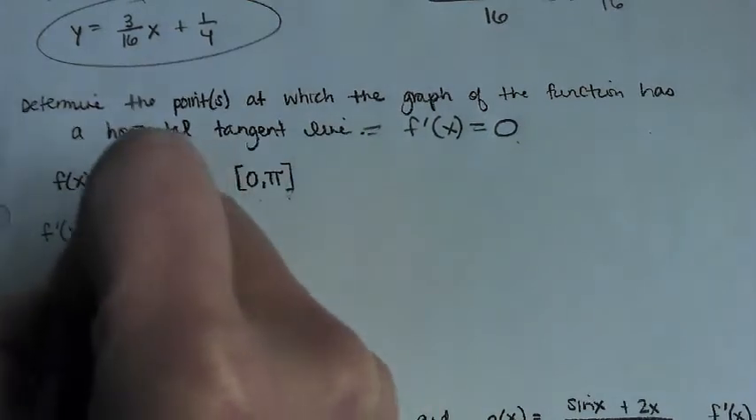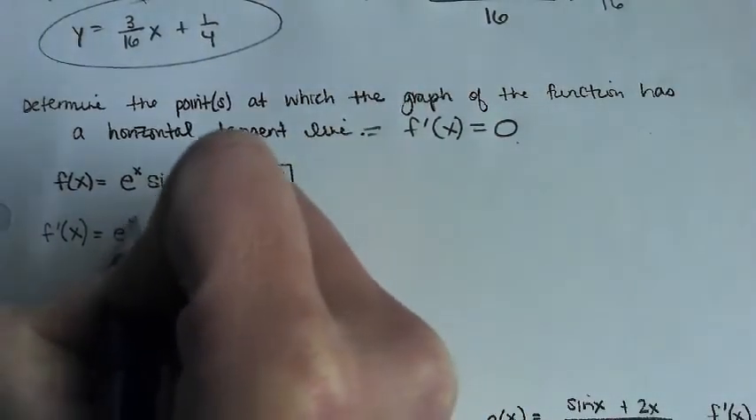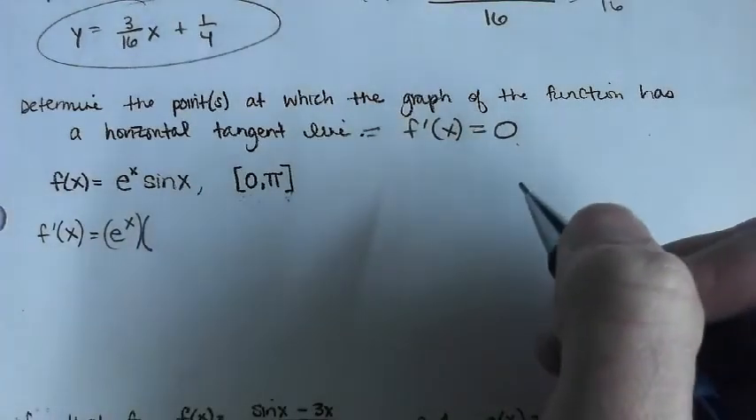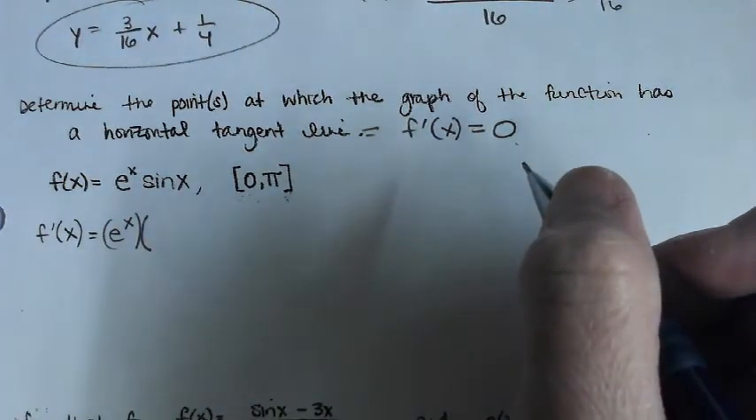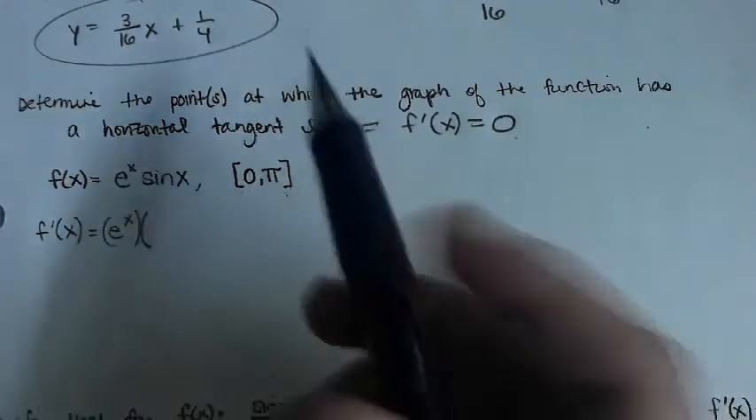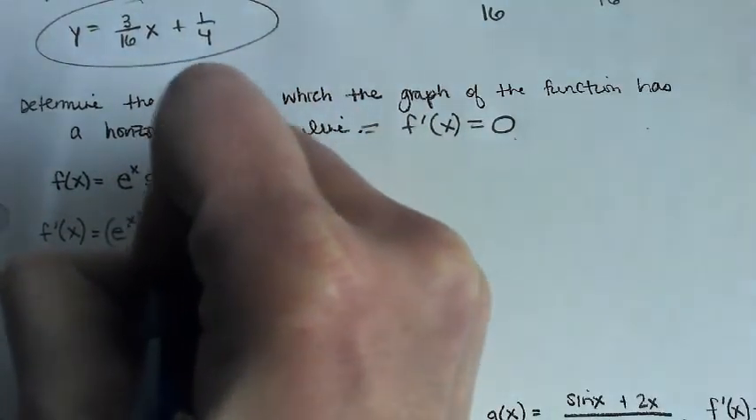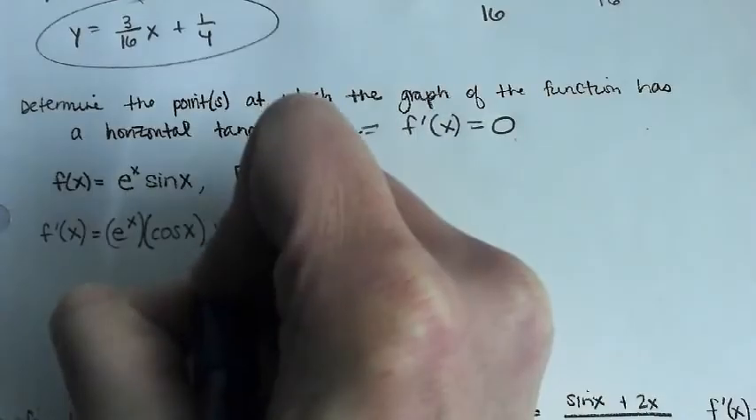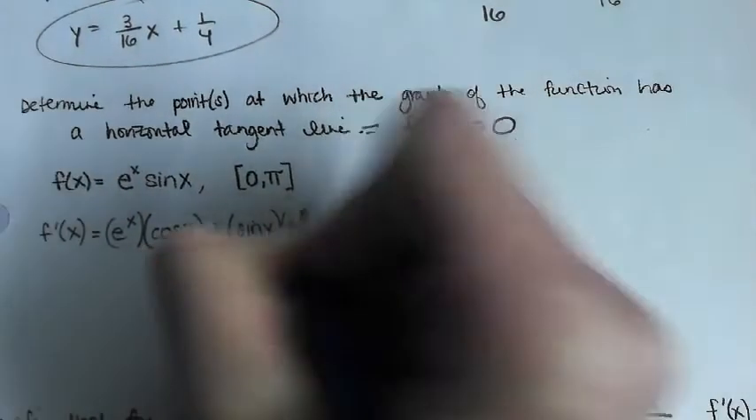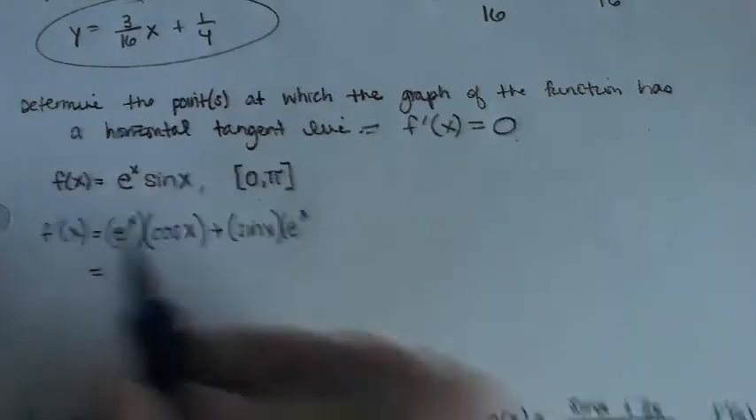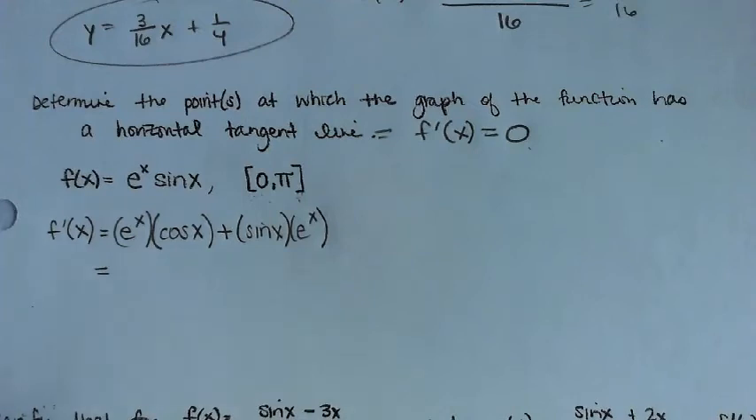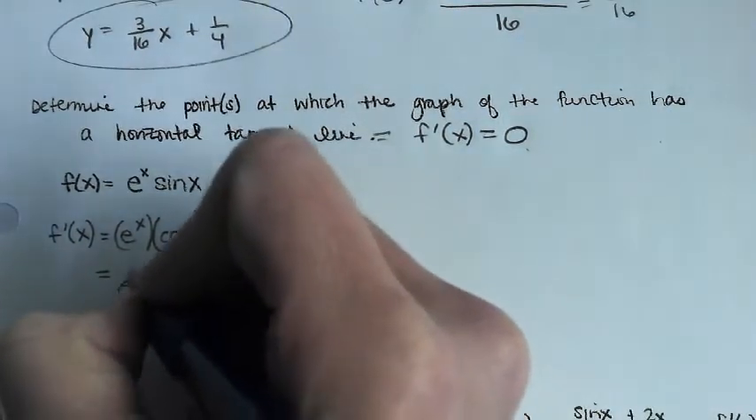We need the power rule. Or not power, product. I wish those two words weren't so close to each other, meaning they both start with a P. Product rule. First times derivative of the second plus the second times derivative of the first. So if I want to simplify this, really what can I do? Factor out the e to the x.